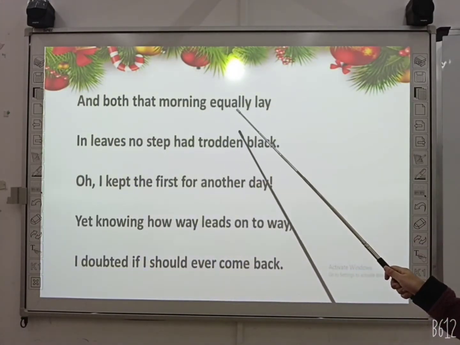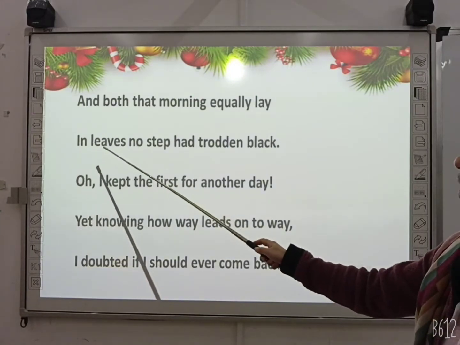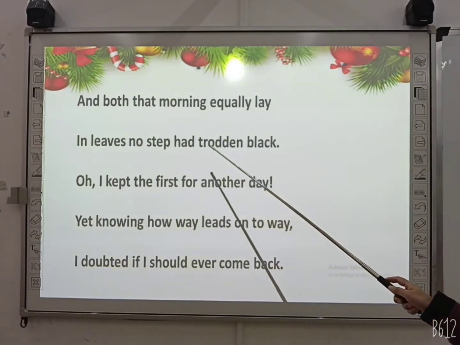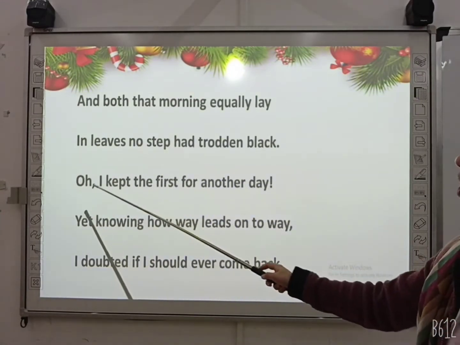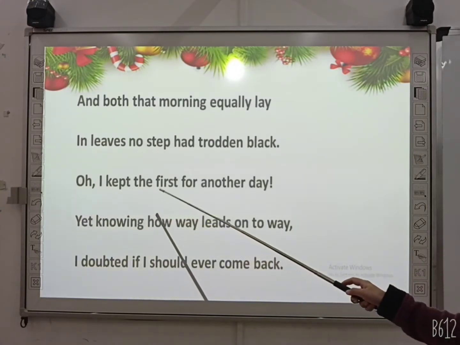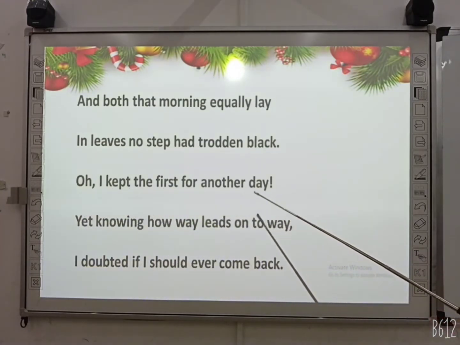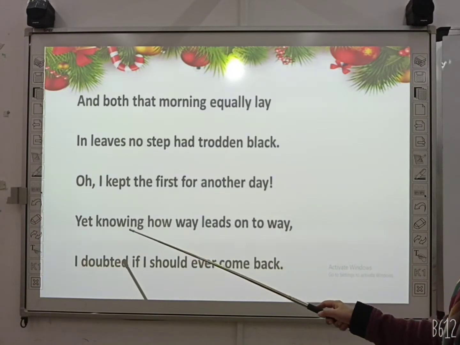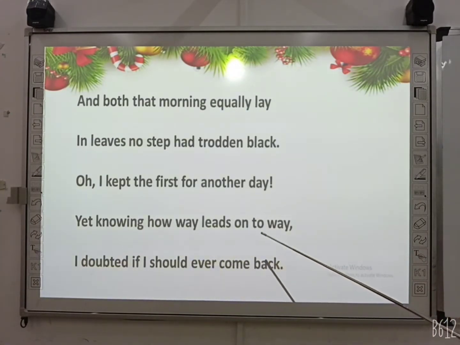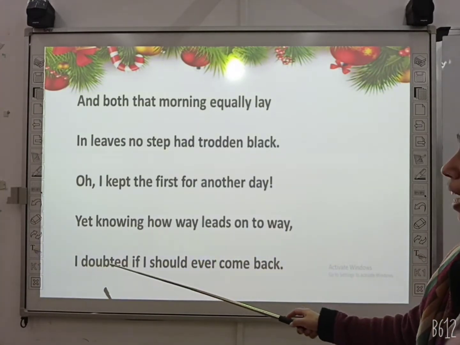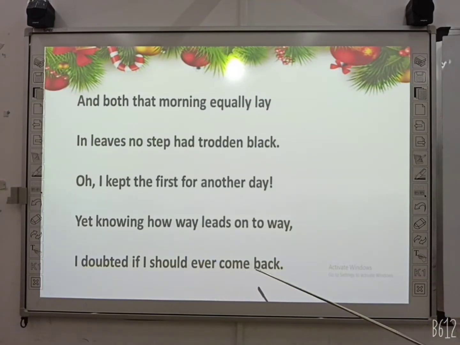That morning equally lay, in leaves no step had trodden black. Oh, I kept the first for another day, yet knowing how way leads on to way, I doubted if I should ever come back.